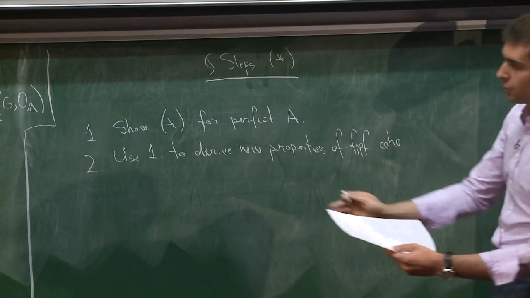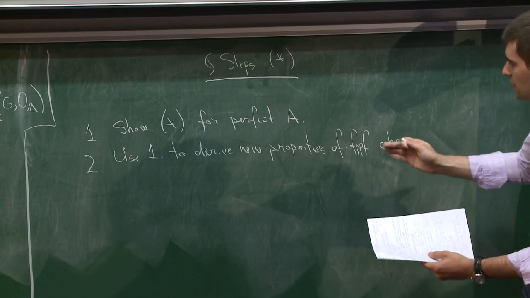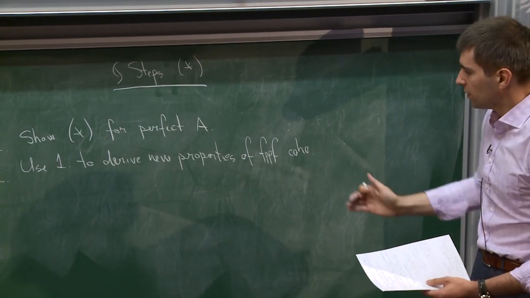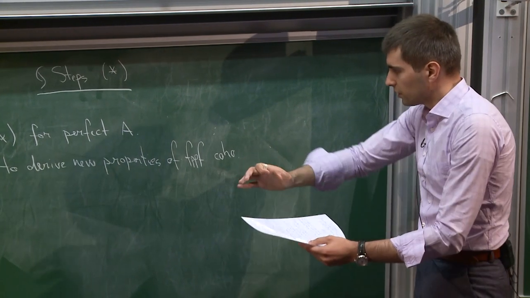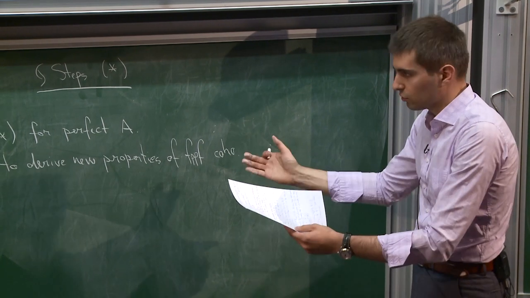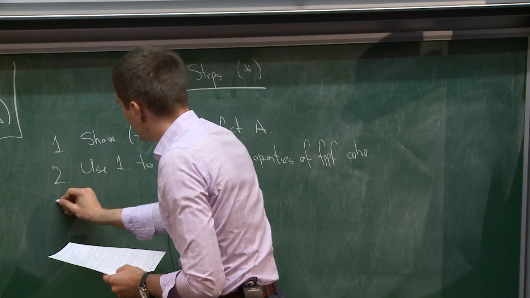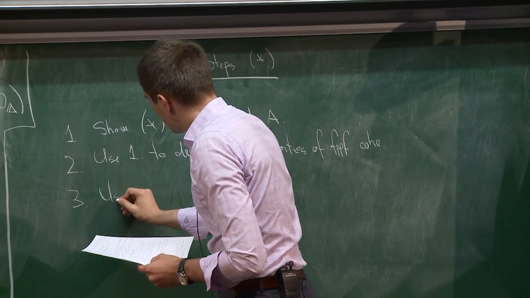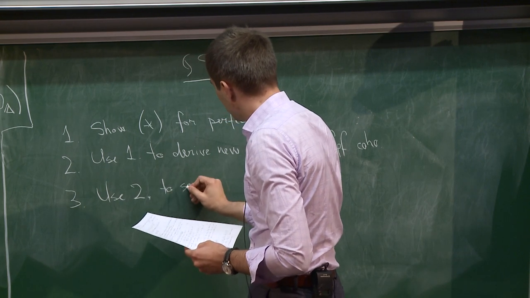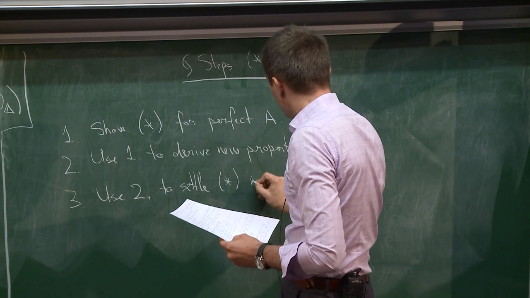FPPF cohomology with coefficients in finite locally free commutative group schemes, and this derivation in the end, it's somehow by reduction to perfect rings, and one uses simplicial techniques to get a more robust formalism to do those reductions. We'll discuss to some extent, and finally, one uses these new properties to settle this key formula in general.